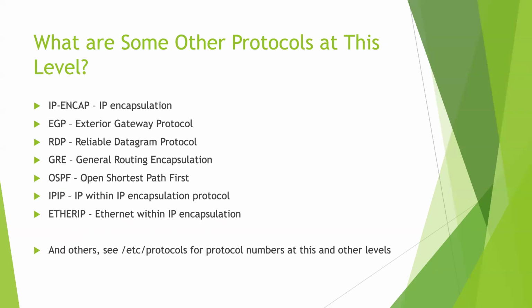All right, some other protocols that happen at this transport layer, IP and CAP. What that does is it actually takes IP packets and puts them inside of other IP packets and sends them over. Okay. And you can use that to like route from one private network to another private network. This is kind of the thing that VPNs typically do. They'll either use IP and CAP, they'll use IPsec, or they'll use GRE for that.